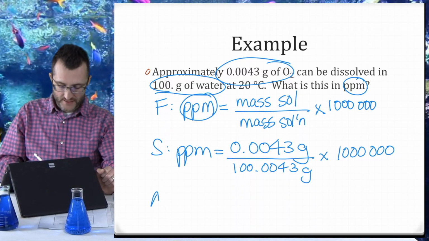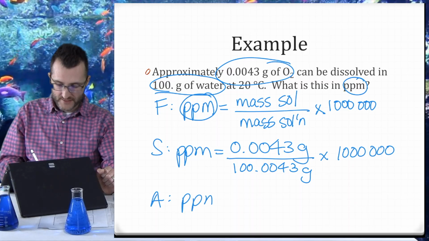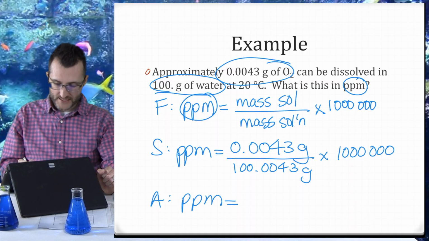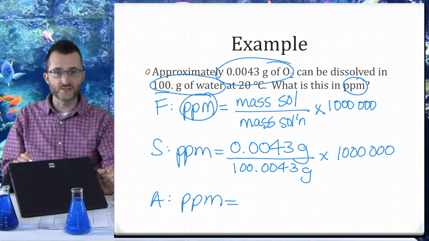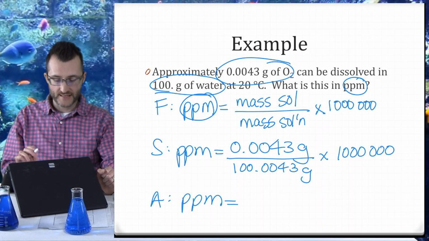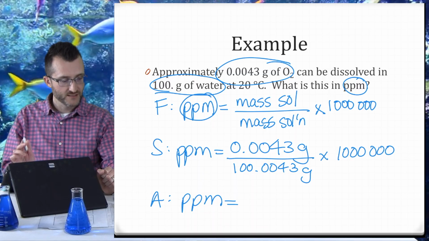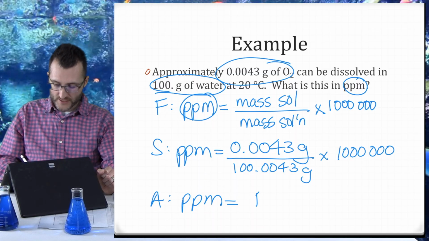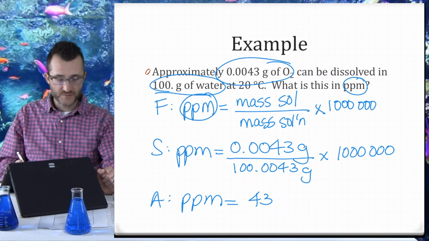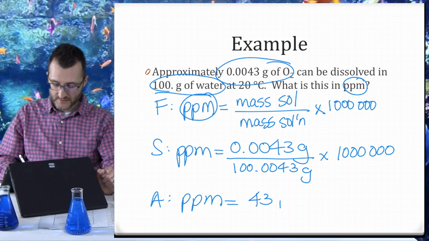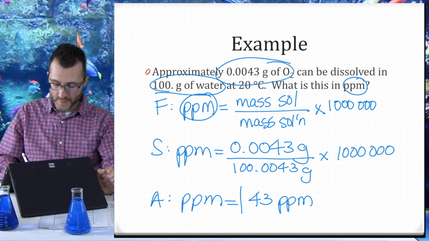Okay, so all we got to do is plug it in. Let's get our answer. All right, so my answer for ppm looks like we've got 2 sig figs. It's the least number of sig figs from the 0.0043. Those zeros to the left don't count as significant figures. So I would get 43, and then my unit would just be ppm, right? Yeah, you can say ppm for parts per million.